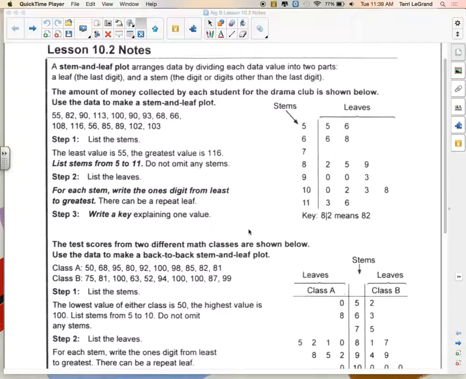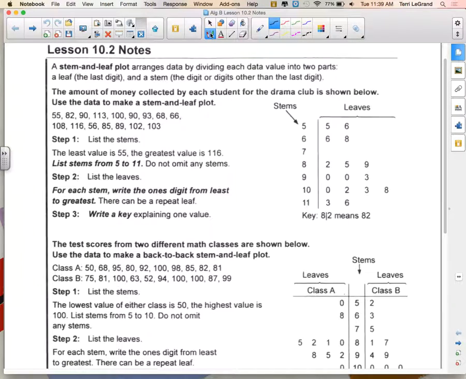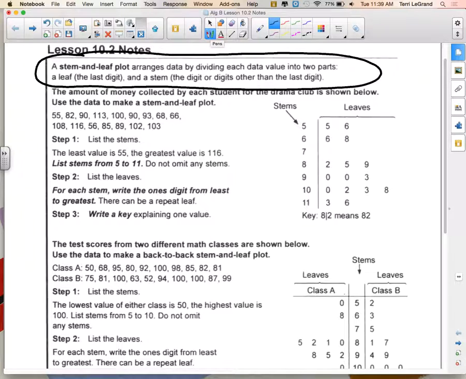Today, the only thing we're going to pull out of lesson 10.2 are the stem and leaf plots. Okay, I want you right now to take your pencil and put a circle around what a stem and leaf plot is. And then I want you to read that to yourself.